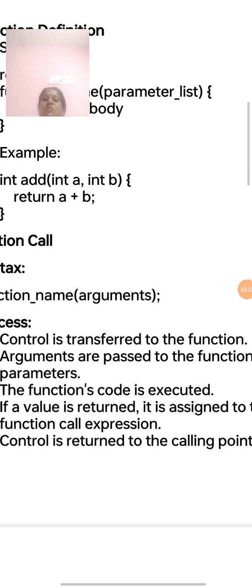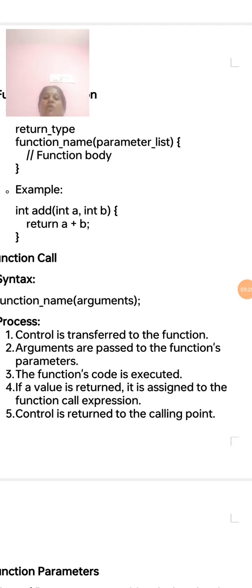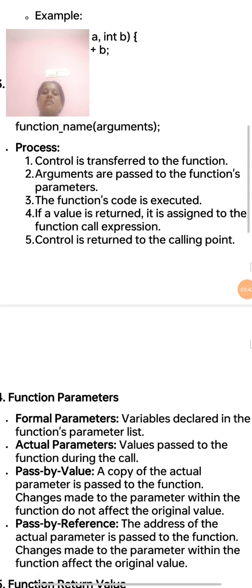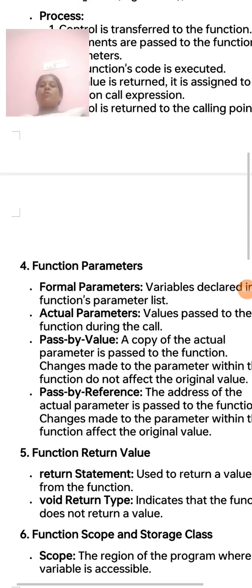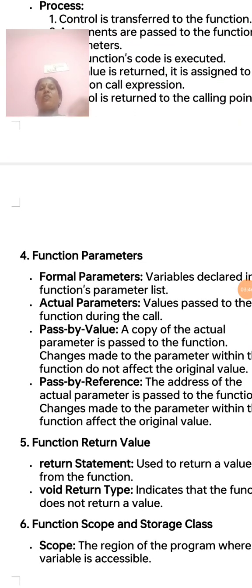What is the process of the function call? The control is transferred to the function. Second, arguments are passed to the function's parameters. The function code is executed. If a value is returned, it is assigned to the function call expression. Then control is returned to the calling point. This means wherever we want to use the function, we can call the particular function name with arguments.